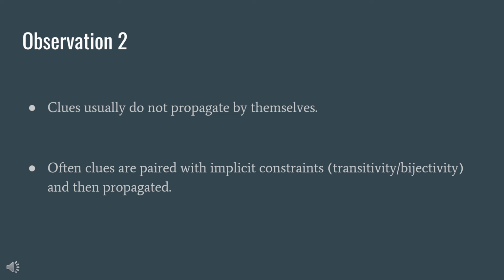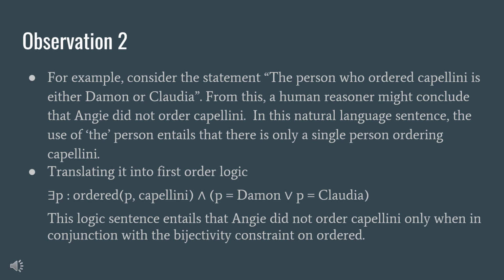We have the second observation that clues do not usually propagate alone. In most cases, they need to be paired with some implicit constraint, that is bijectivity or transitivity, and then they can be propagated. For example, consider the sentence, the person who ordered capellini is either Damon or Claudia. This is a natural language sentence and we can conclude that people other than Damon or Claudia surely have not ordered capellini. But the AI system takes these clues as typed first order logic, and when we translate it, the logical sentence as given in the slide is not enough to conclude that Angie did not order capellini. This fact can be generated only when, along with the clue, we also consider bijectivity on the predicate ordered.